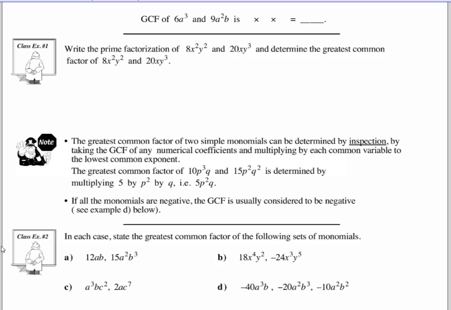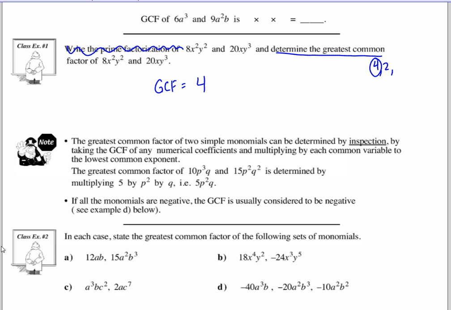And I'm not going to use prime factorization. Okay? Let's just determine the GCF here. So the easiest way to figure out the GCF is what's the largest number that can divide into 8 and 20? Well, what are the numbers that go into 8 and 20? What's one of them? 4. What's another one? 2. How about, will 8 go into 20? No. So the largest one is what? 4. Okay, so the GCF is 4.